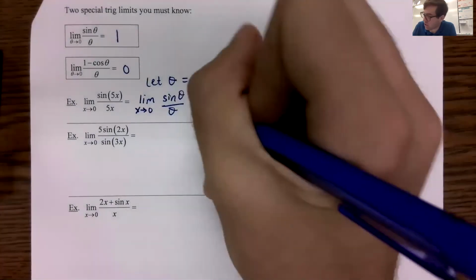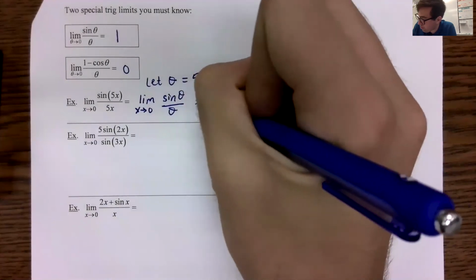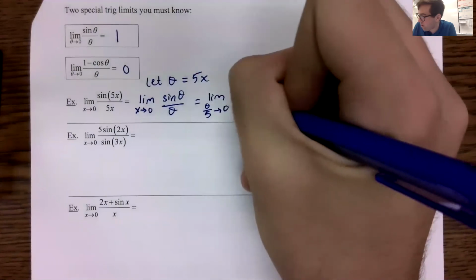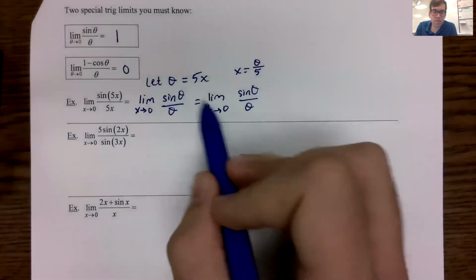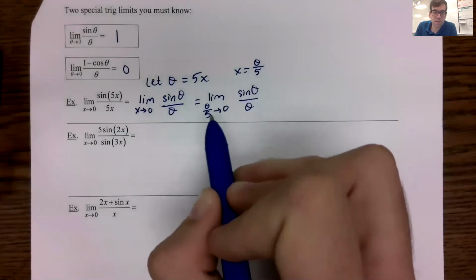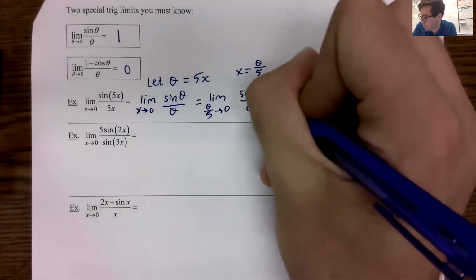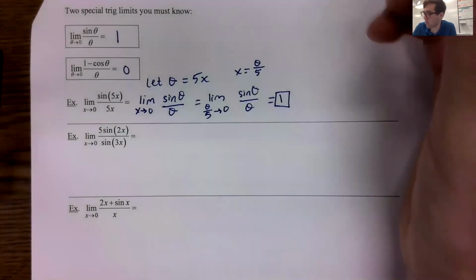So I can change this to the limit as theta over 5 approaches 0 of sine of theta over theta, and theta over 5 approaching 0 is the same thing as theta approaching 0, right? So this is just going to equal 1. Okay, but that might have been a little complicated. There is another way we can think about this.